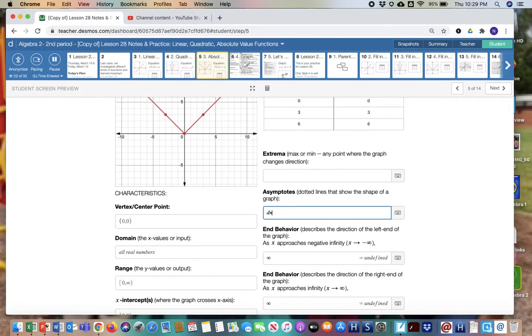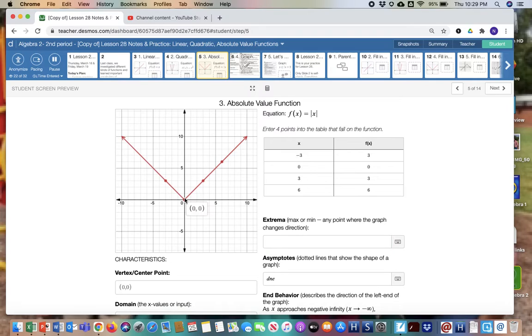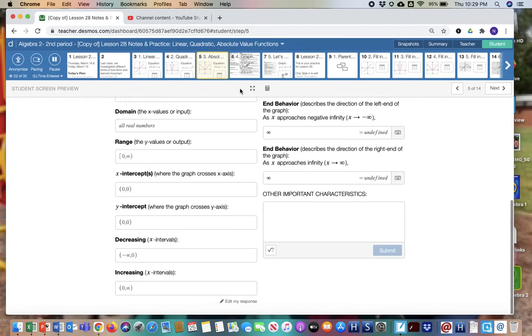The asymptotes, well, I don't see any. They don't exist here. Extrema, is there a point where it changes directions? Sure, right there. So we have a minimum at (0, 0). All right, so there we go.